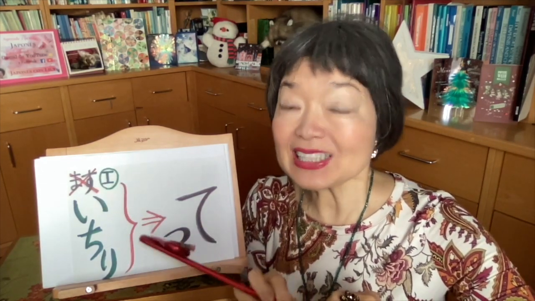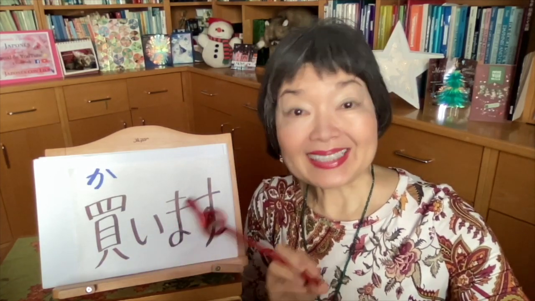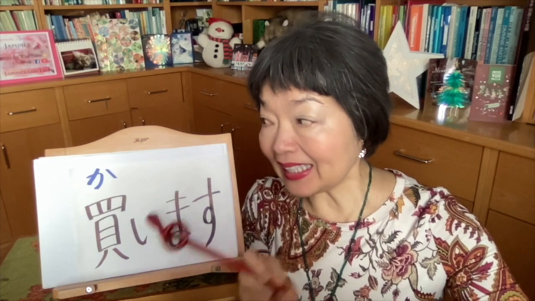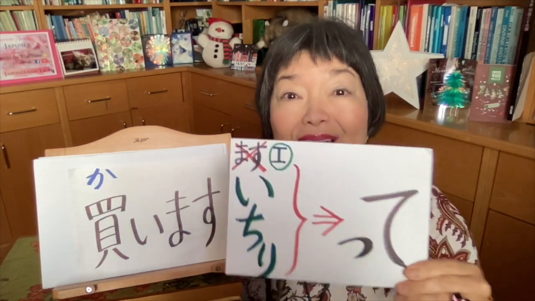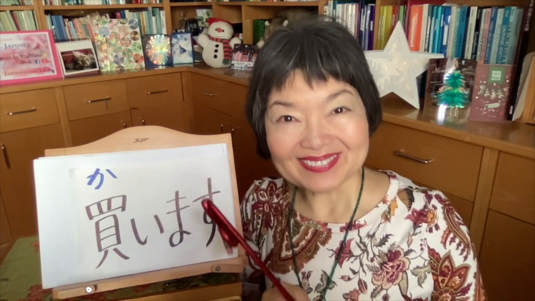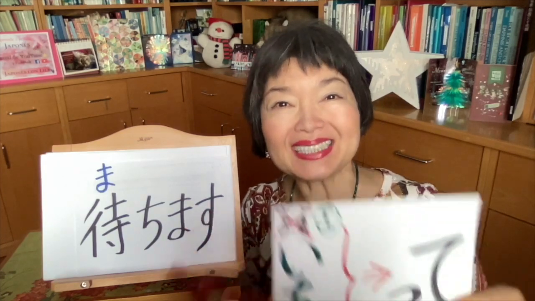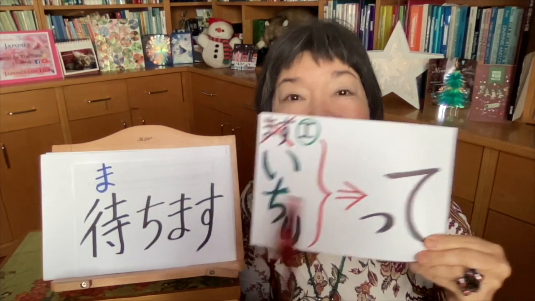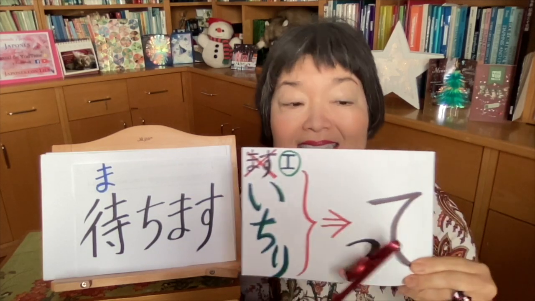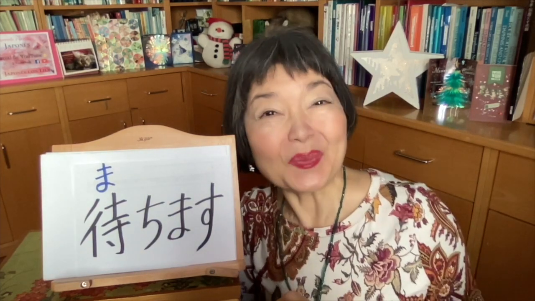The fourth rule of the te form: all the sounds with e, chi, ri just before the mas, then it changes to the small tsu and te. Kaimasu, to buy. And this one here, e just before mas. So this e and mas disappear, and te. So buy, katte. Machimasu, to wait. The chi sound disappears. So, matte: the chi sound changes to tsu and te, and the tsu is small. So, matte, wait.